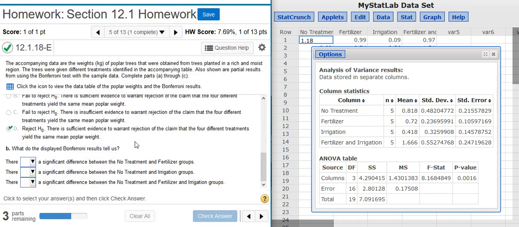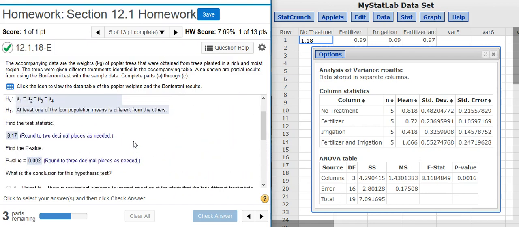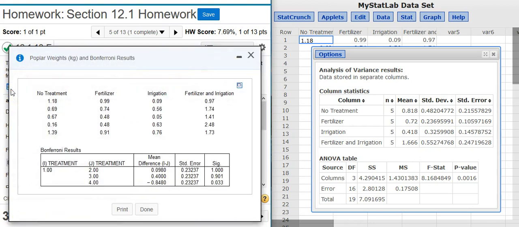Now, part B asks us, what do the displayed Bonferroni results tell us? Well, we have to go back and look at the actual results. So I click on the icon. Here are the Bonferroni results in this table down here. Notice we're comparing 3 different pairs. So we have the first treatment with the second, the first treatment with the third, and the first treatment with the fourth. To make the actual comparisons, we're going to be using these significance numbers here on the end of the table. These are actually p-values. So we're going to treat these the same way as we would with any other hypothesis test.